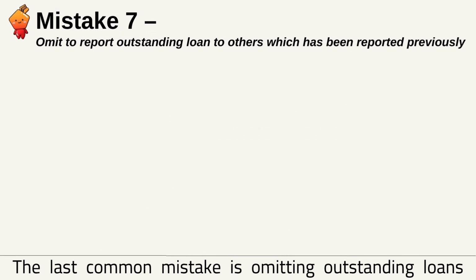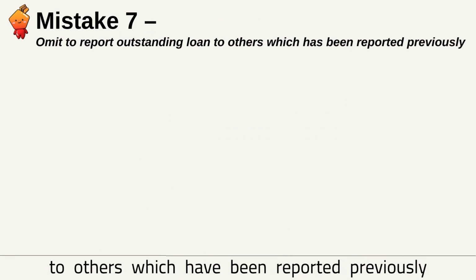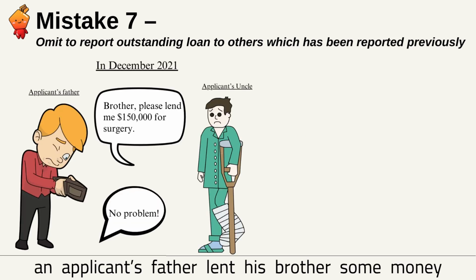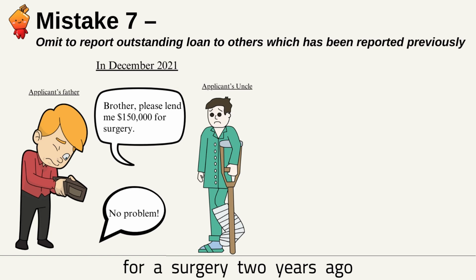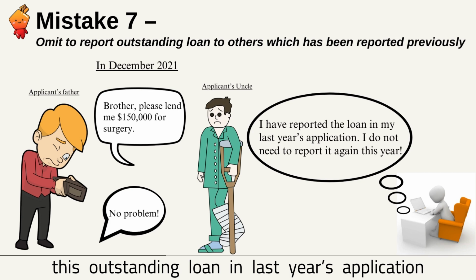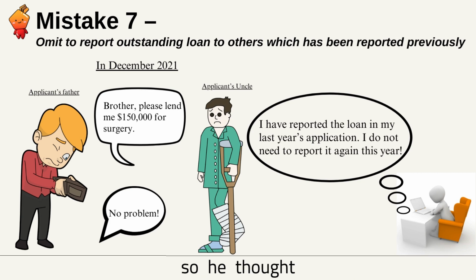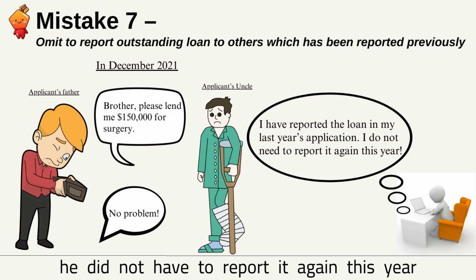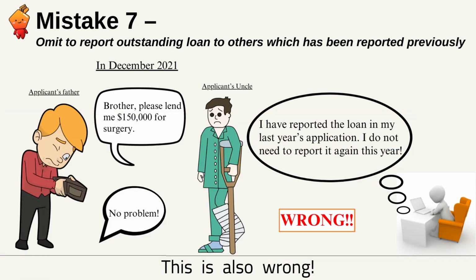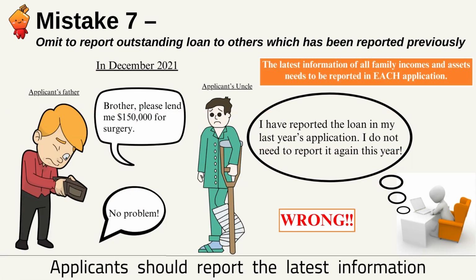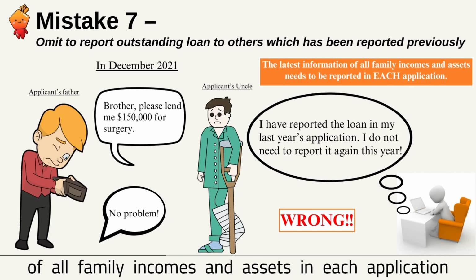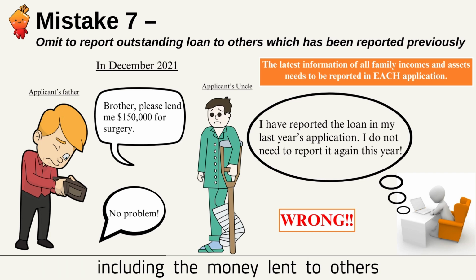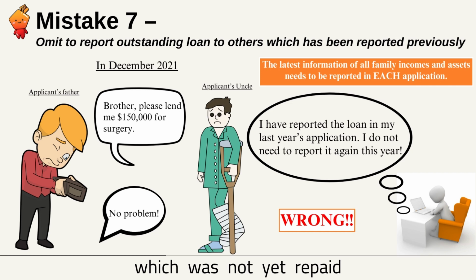family members. The last common mistake is omitting outstanding loans to others which have been reported previously. As an example, an applicant's father lent his brother some money for a surgery 2 years ago. The applicant had reported this outstanding loan in last year's application, so he thought he did not have to report it again this year. This is also wrong. Applicants should report the latest information of all family incomes and assets in each application, including the money lent to others which was not yet repaid.